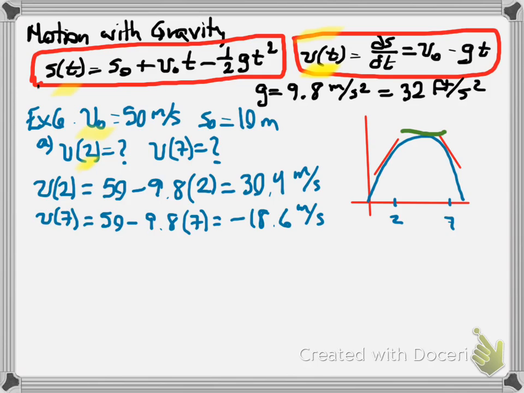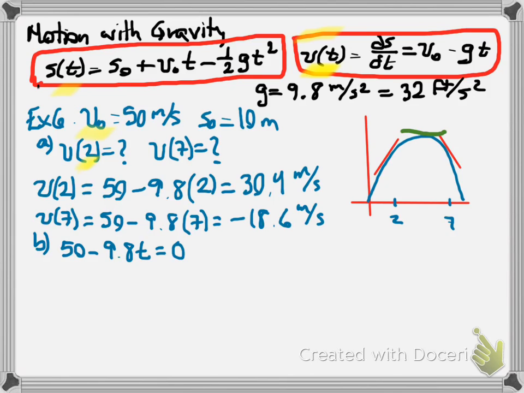Okay, let's go and solve it. When is the slope 0? When the derivative equals 0. And in this case, which is my derivative? My initial velocity, which is 50 minus 9.8 t, and that should be 0.